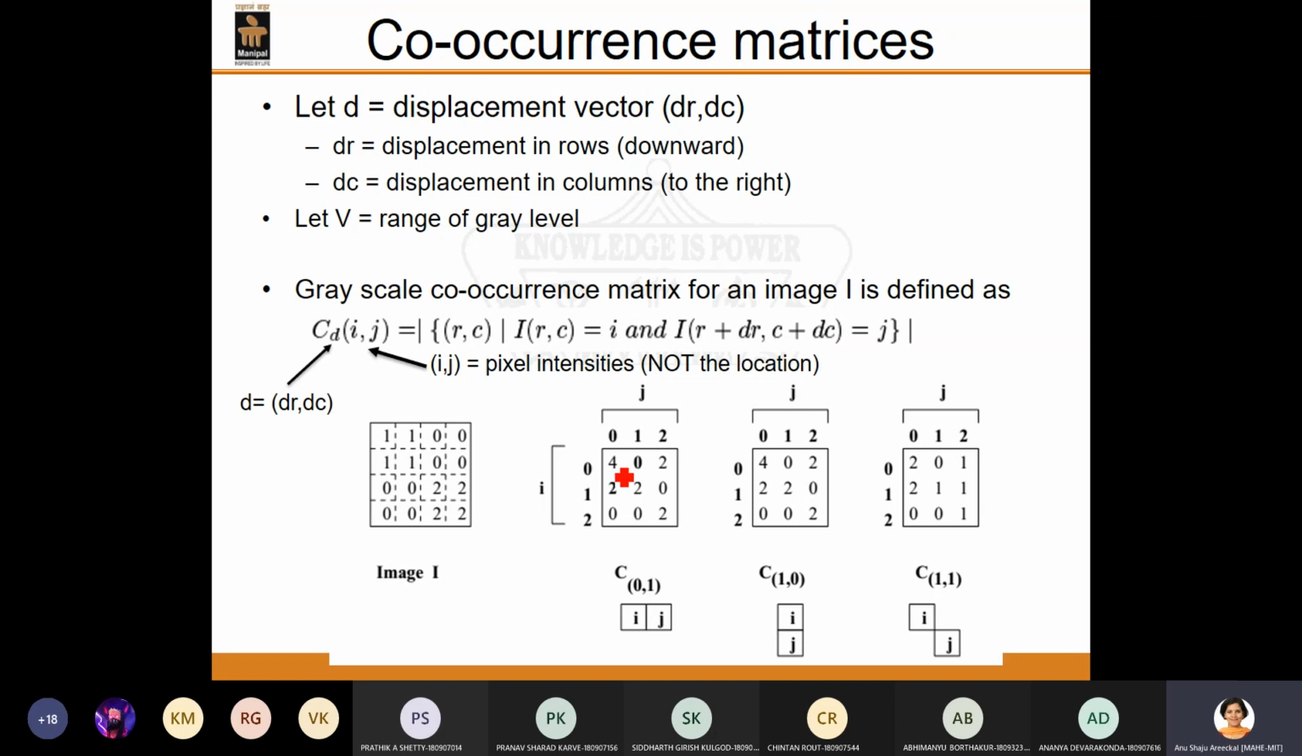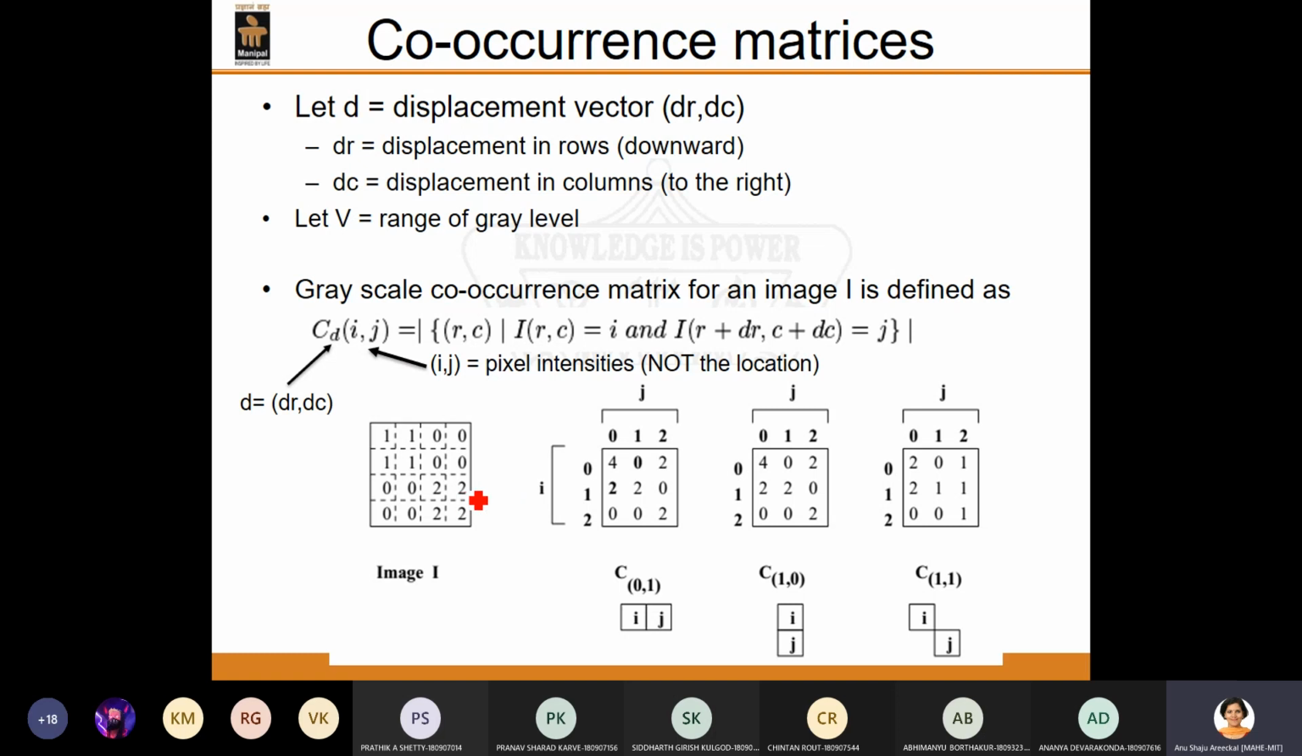Now, before we move on to the example, just to be familiar with this particular representation: C stands for the co-occurrence matrix, and the subscript D stands for the displacement. This displacement is specified in terms of dr and dc, which is the distance with respect to the row and the distance with respect to the column, that is, displacement in the x direction and y direction respectively. Here I and j stand for the pixel intensity values.